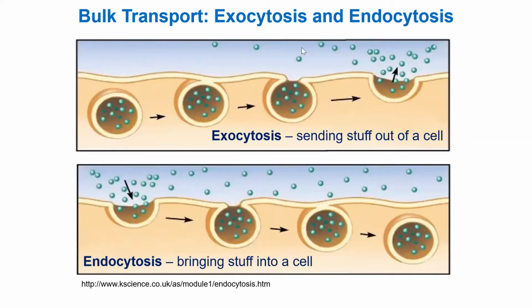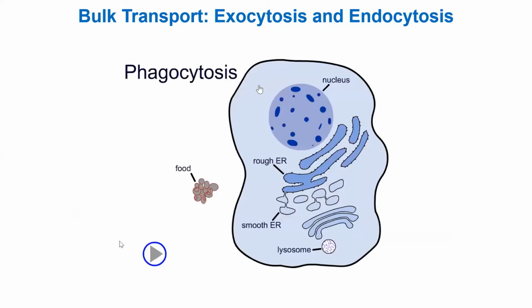So exocytosis and endocytosis. Some of these slides I'm just going through quickly because we already covered them. Exocytosis is bringing something out, endocytosis is bringing something in, and they're both doing this by basically manipulating their membranes and making these little vesicles that either fuse with the membrane to expel something or form as they're bringing something in for endocytosis. So we talked about phagocytosis, which is cellular eating.